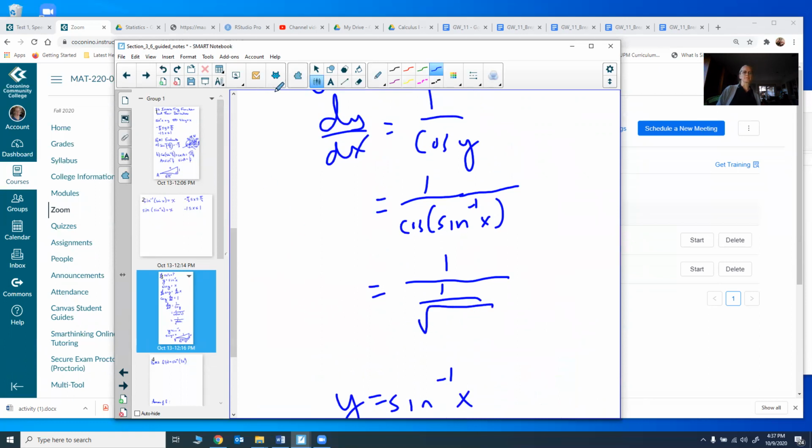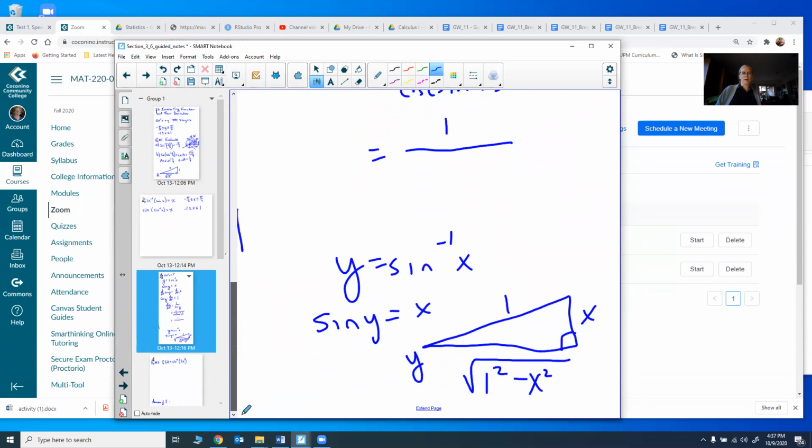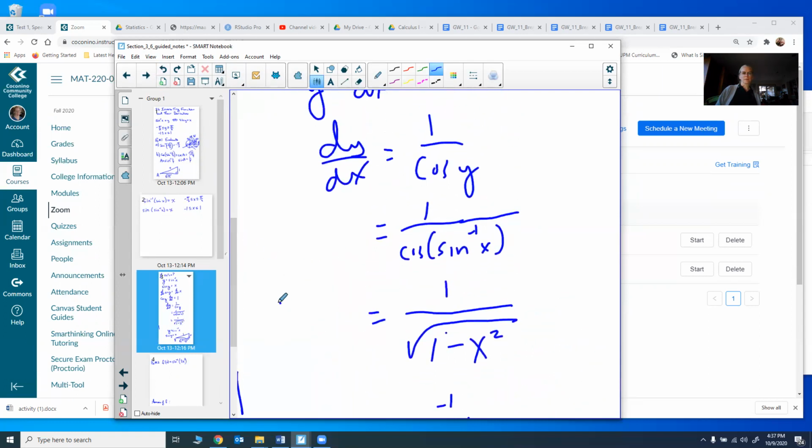Actually, I'm sorry. No, it's not. It's in the bottom. That's where it's supposed to be. So it's in the bottom, so it's 1 over. And the cosine is adjacent over hypotenuse. The adjacent side is the square root of 1 minus x squared over the hypotenuse, which is 1. So we're just going to get the square root of 1 minus x squared. So there is the derivative of the inverse sine. The derivative of the inverse sine is 1 over the square root of 1 minus x squared. Okay.